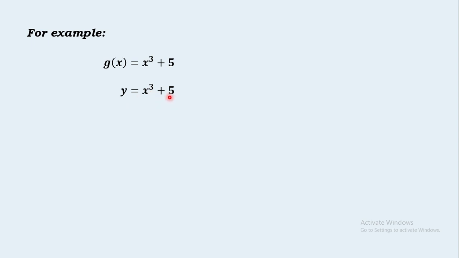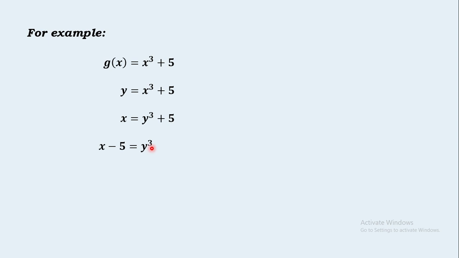The next step is to exchange the variables x and y. So y becomes x and x becomes y. So we have x equals y cubed plus 5. And to solve for y, we need to use subtraction property of equality here. So we subtract 5 at this side of the equation, and of course, subtract 5 at this side of the equation. So this becomes x minus 5 equals, since we have already subtracted 5 here, this becomes 0. So what remains at the right side of the equation shall be y cubed.